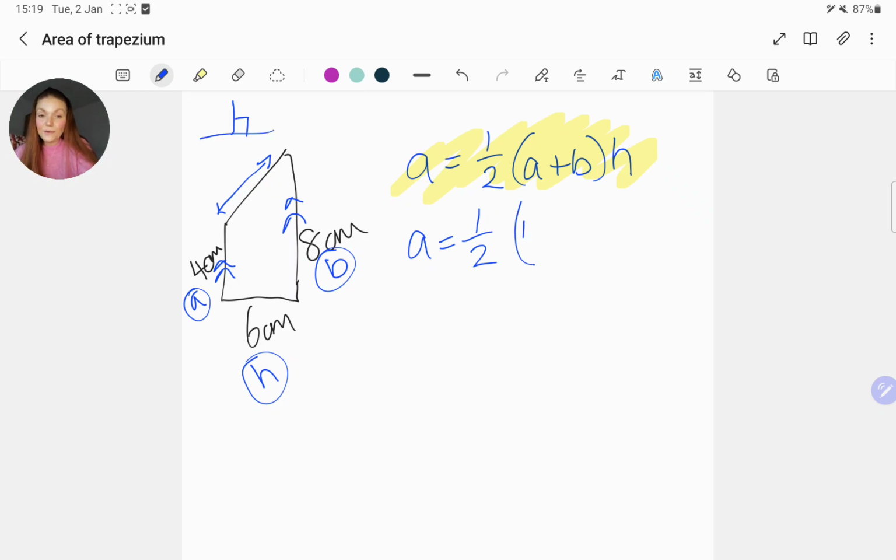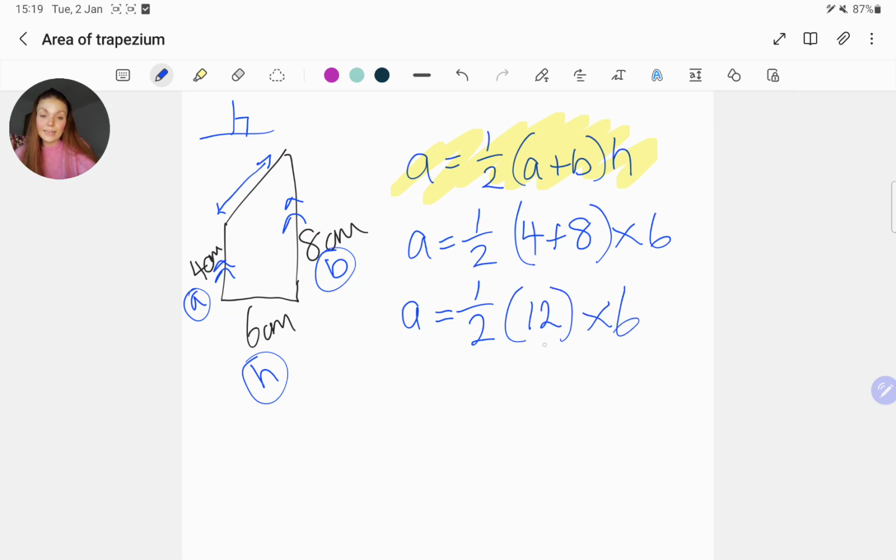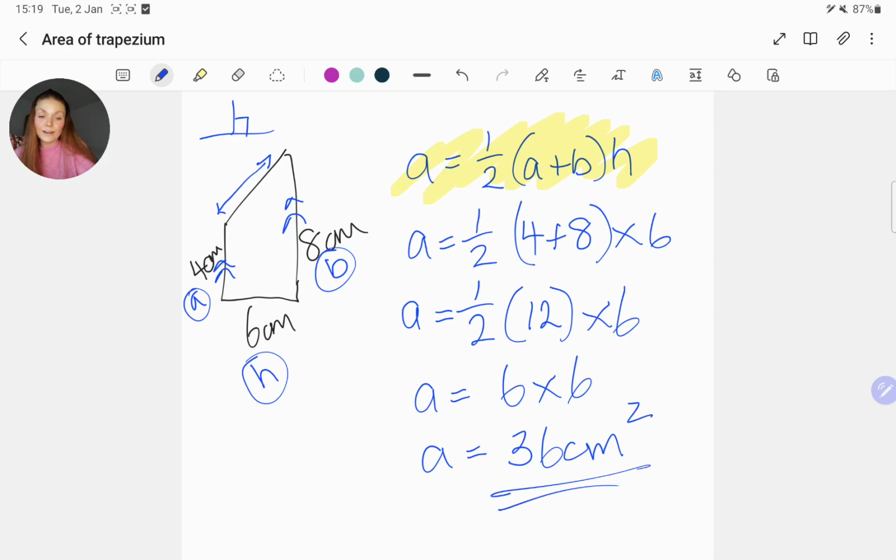So a half of A, which is 4. A and B can be either way round. I just tend to do the top one as A, the first side as A. It doesn't matter, they're your two parallel sides, so you can say those in whatever order you wish. So 4 plus 8 times our height, which is 6. Area equals a half of 12 times 6. Half of 12 is 6, times 6. So area is 36 centimetres squared.